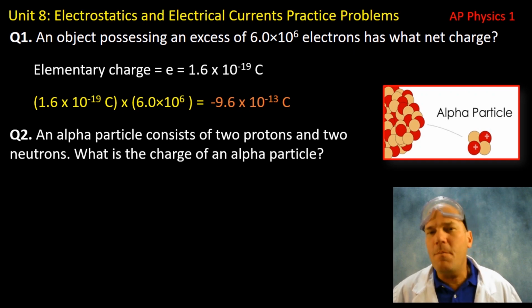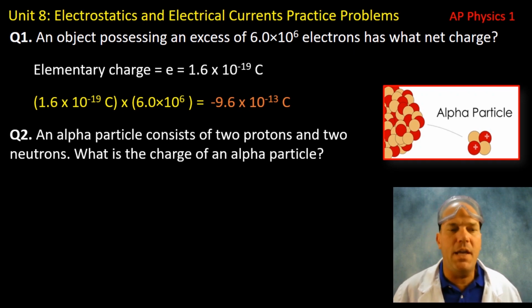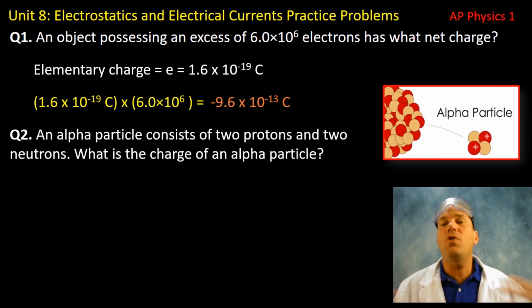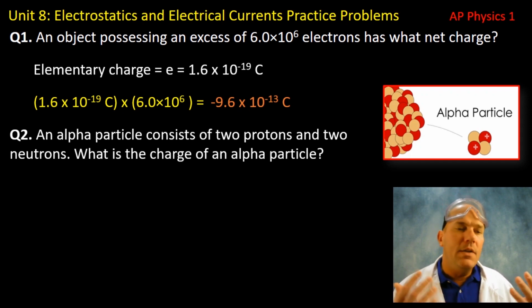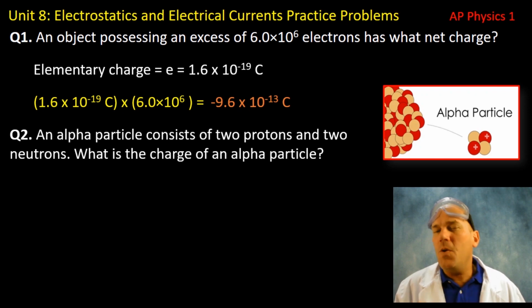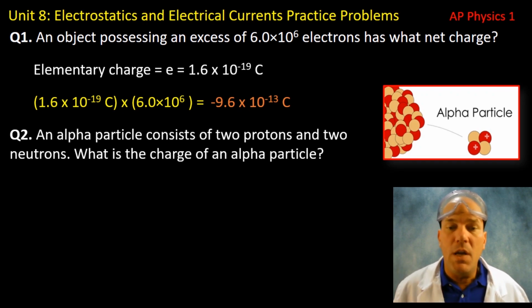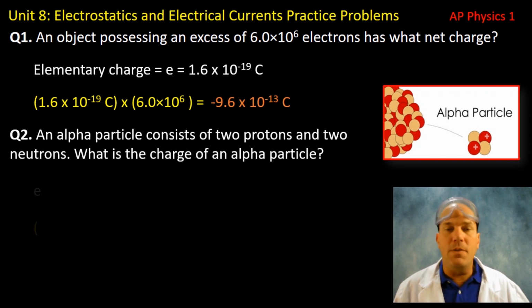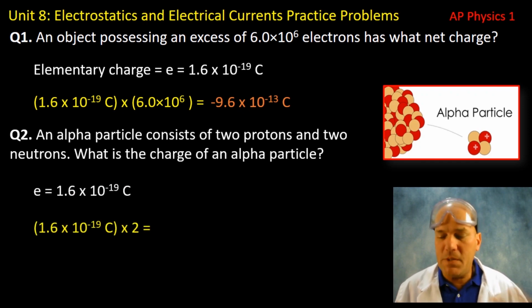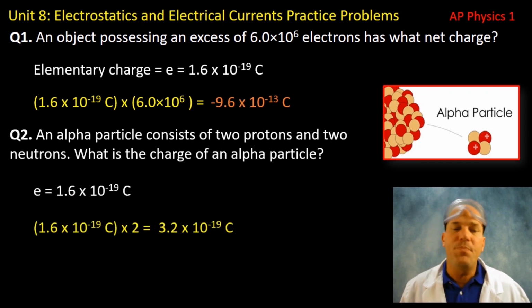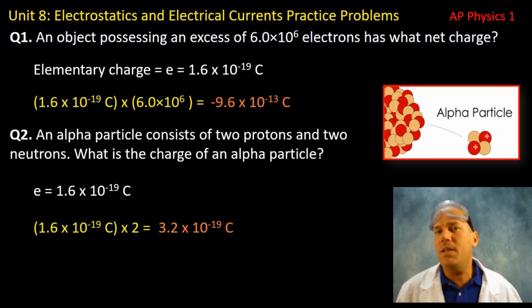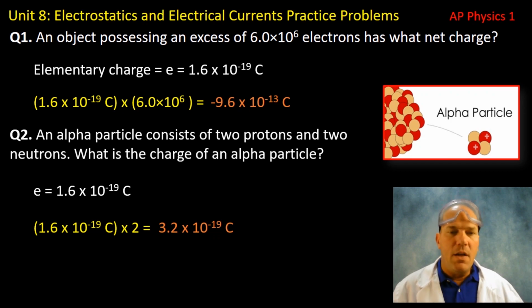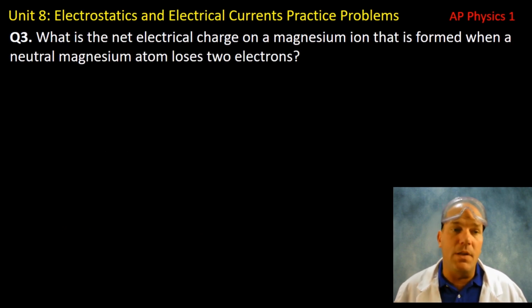Question 2, we have an alpha particle and it has 2 protons and 2 neutrons. What is the charge of an alpha particle? So we know that the neutrons carry no charge, so this question is basically saying, what is the charge of 2 protons? Well, that's going to be 2 times the elementary charge, which gives you 3.2 times 10 to the negative 19th coulombs, and that is a positive value because we're dealing with protons.